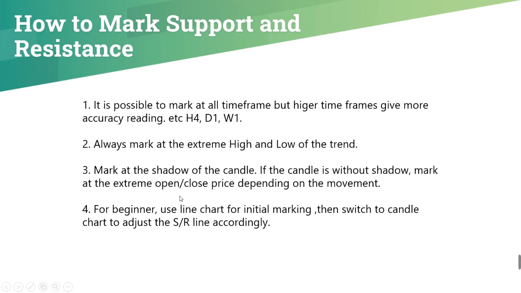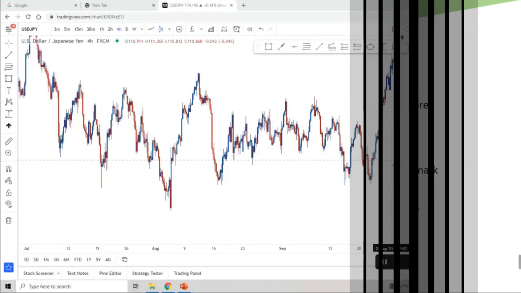I'm going to explain slowly. For beginners, or for those unsure what's happening, use a line chart. We have a lot of types of charts: bar chart, candlestick chart, line chart. Use the line chart for initial marking, then switch to the candle chart to adjust your support and resistance lines accordingly. So what are you looking for in a line chart? You are looking for a V shape or an A shape. That is where the price rejects the strongest.